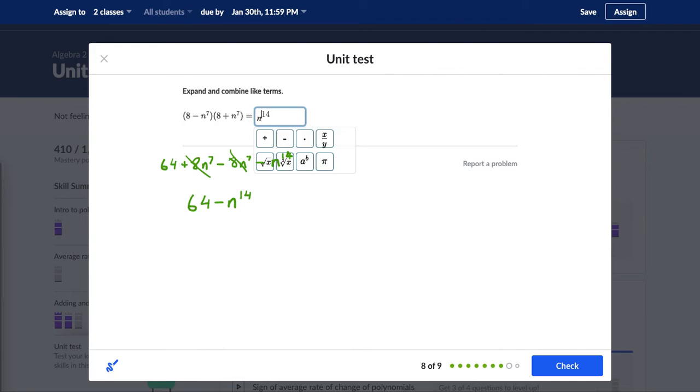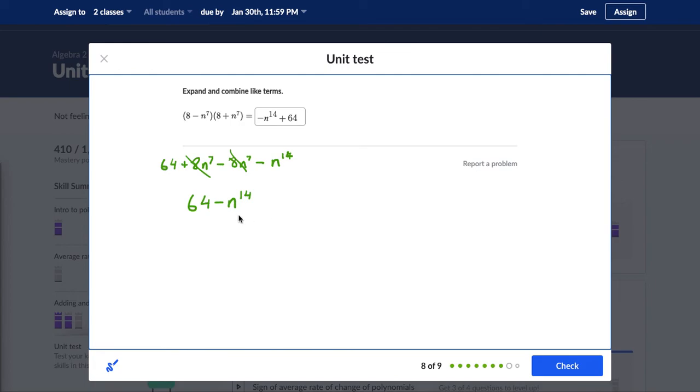Sorry, negative n to the 14. Be careful with that sign. It belongs with the term, plus 64. But I would imagine that Khan Academy is going to accept both ways.